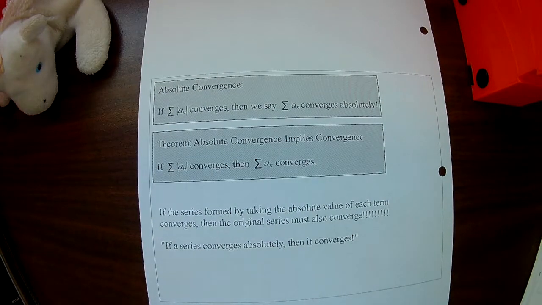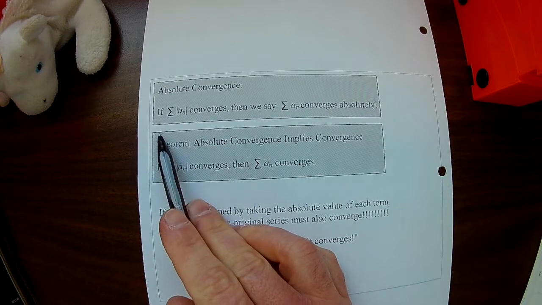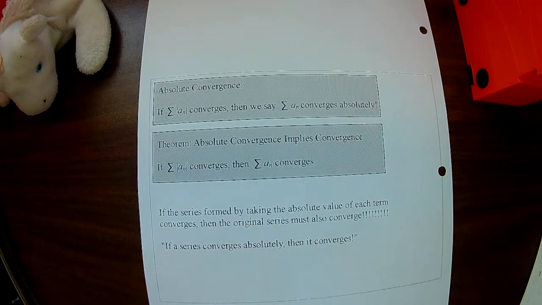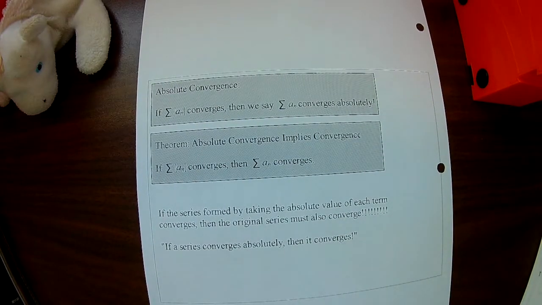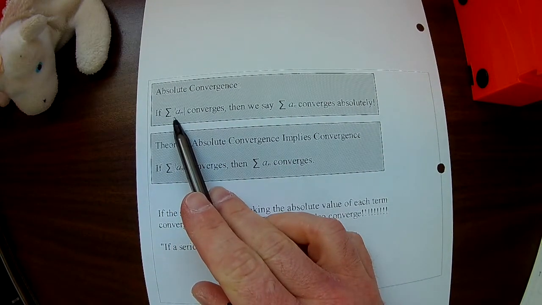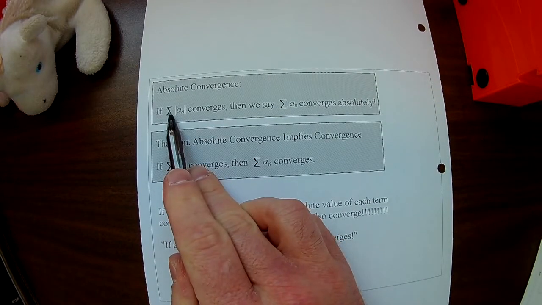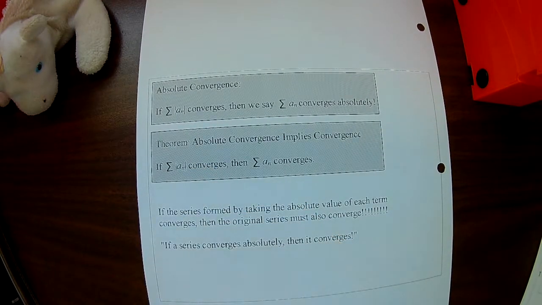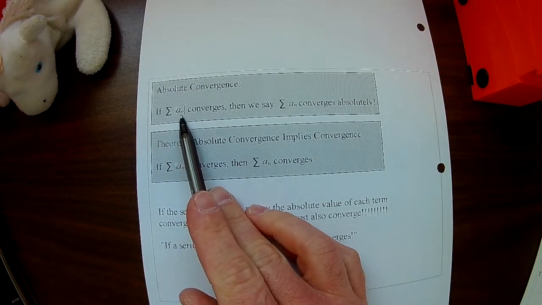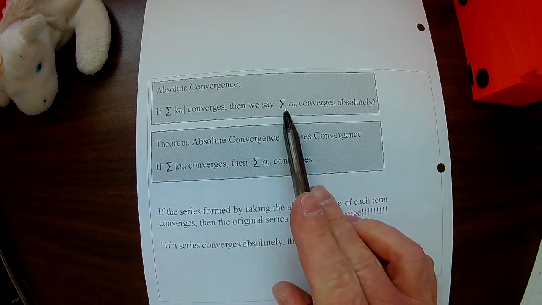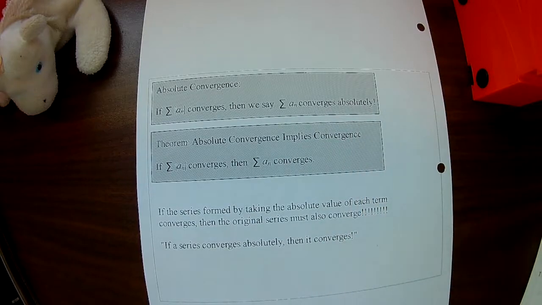On that last test, it said that you had to have, excuse me. It was just a tickle in my throat. I swear I'm fine. To use the direct comparison test, you need to have a positive series. The way to get positivity is you take the absolute value of every single term. And if you take the absolute value of every term and you prove that that series converges, then we say the series converges absolutely.